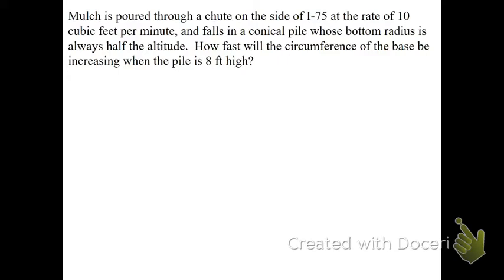Okay, mulch is poured through a chute on I-75. Does that happen? Sure. When they're clearing the road on the side of the interstate and they're trying to cut down the trees, what happens to those trees? They cut them down, they throw them in a chipper, and when the mulch comes out of the machine, it makes a pile, a conical pile.